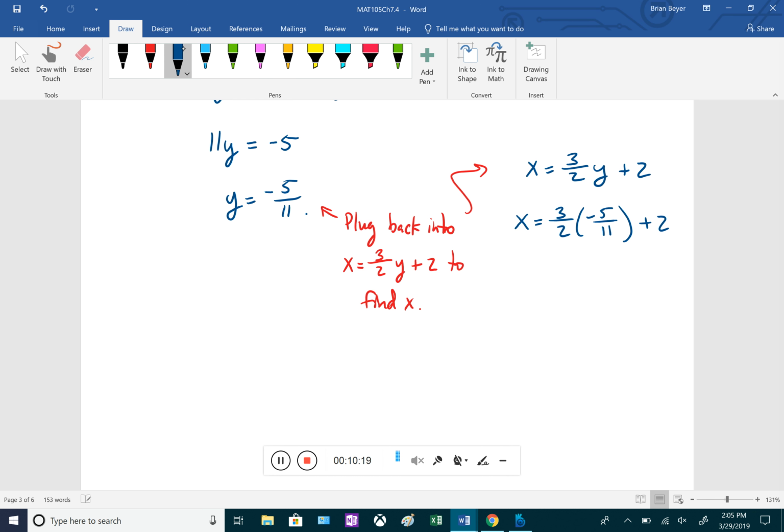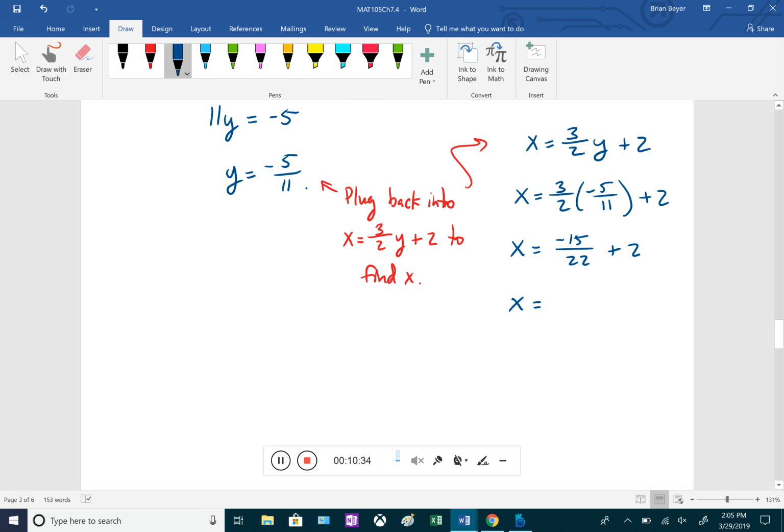And we get 3 times -5 is -15, 2 times 11 is 22. So -15/22 plus 2. So we would have to get common denominators here, a common denominator of 22. So instead of writing 2, we could rewrite 2 as 44/22. So 44/22 plus -15/22 would end up giving us 29/22.